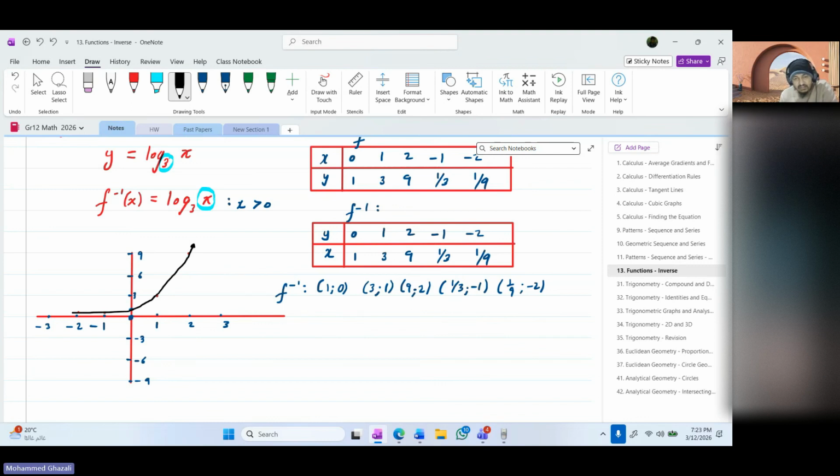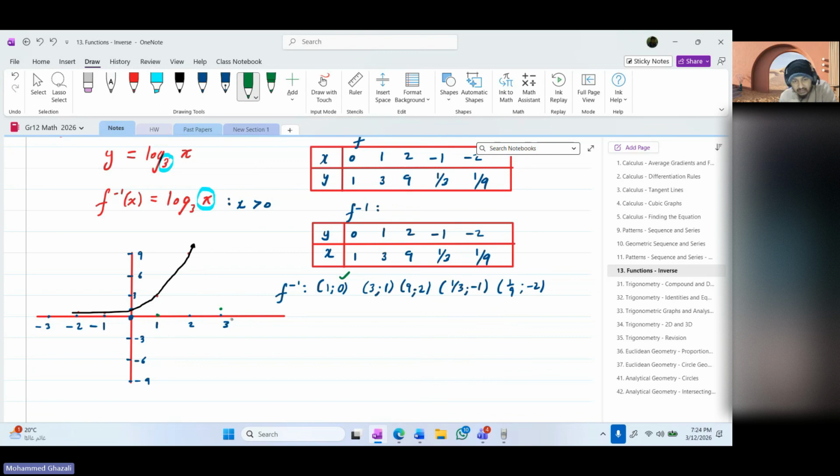Now, looking at the next points, 0, 1, it becomes 1 and 0. When the value is 3, it is 1. 3 and 1. X value is 3, Y value is 1. Sorry, when the X value is 1, it is 0. 1 and 0 is on the x-axis. When the value is 3, it is 1. So 3 and 1 is here.